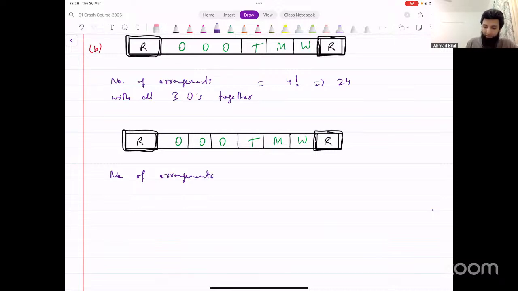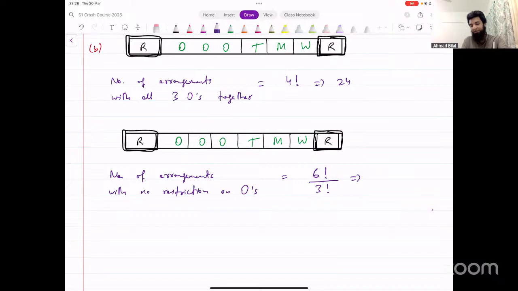Number of arrangements with no restrictions. Okay. No restriction on O's. There's no restriction on O's. R's are still fixed, right? They're not changing. In how many ways can we arrange them? There's 6 boxes, 6 factorial, but 3 of them are identical. We divide by 3 factorial. Because of that, 6 factorial is 720. 720 over 6. That's 120. That's the total number of arrangements.